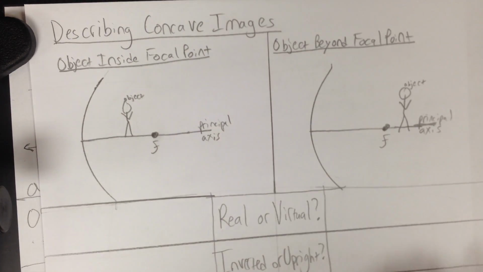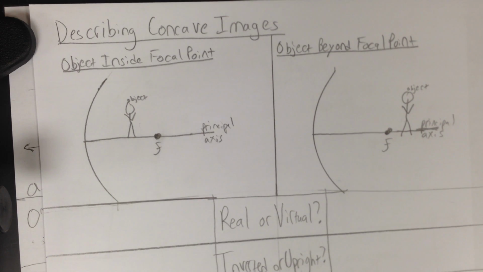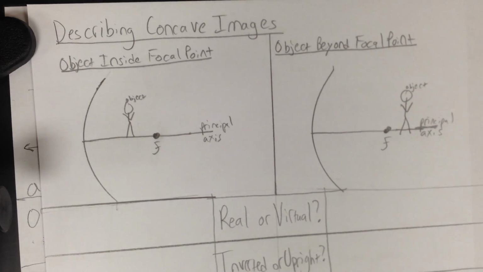Describing concave images. Alright, so this is related to the demo with the flag and seeing the flag upside down, and related to looking at the mirror and seeing when a concave mirror is used, like a makeup mirror or a shaving mirror and things like that. Those two demos.